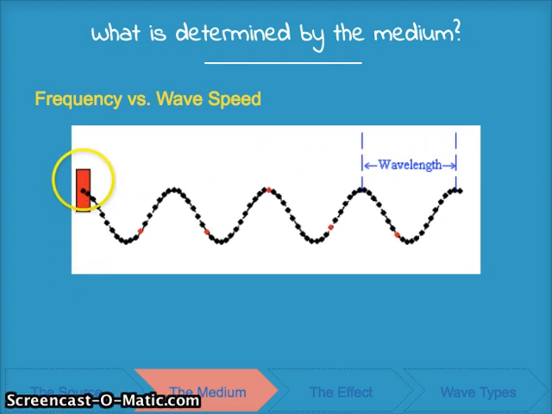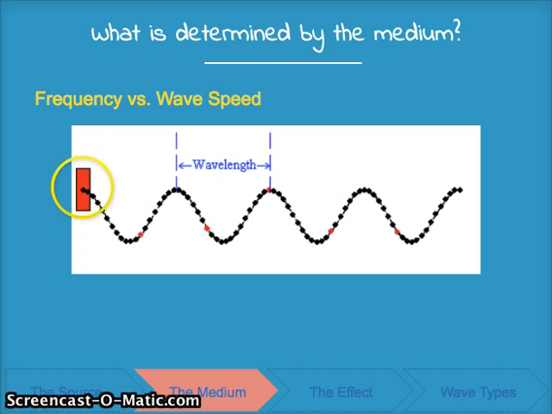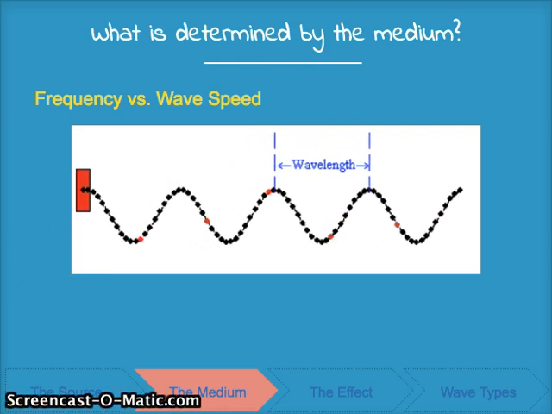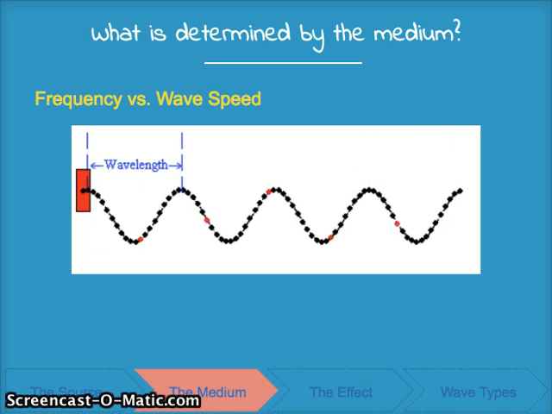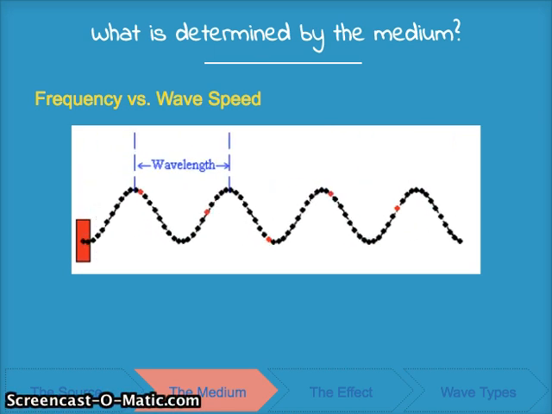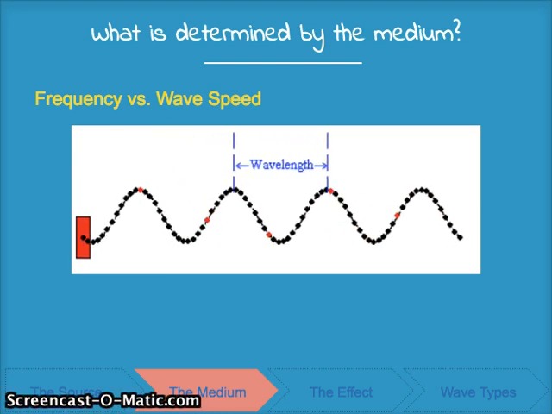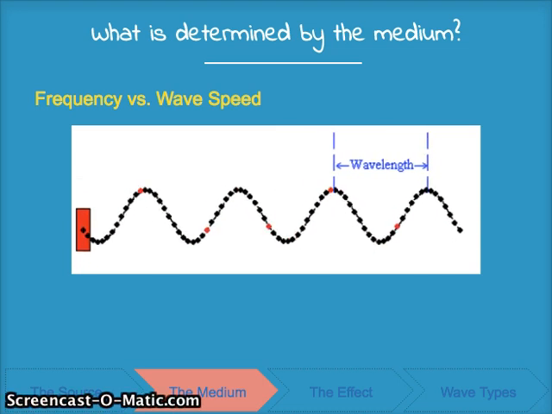So here, if we measure the time to go from, let's say here, up and back down again, that time would be the period, and however many times it did that within a certain frame of time would measure our frequency. So frequency has to do with the source, while wave speed has to do with the motion of the waves through space.